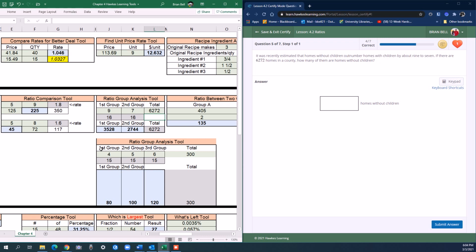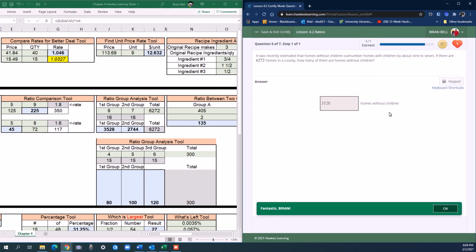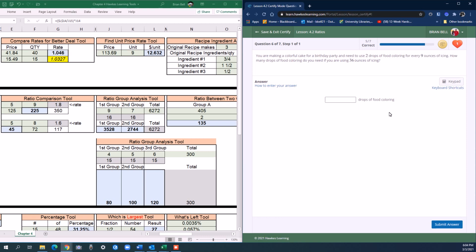But right now, it's asking for, oh, look at me! I'm getting so popular. Hold on. Okay, this is asking for homes without children. Okay, how many of these are homes without children? So that's the first group. That's going to be 3,528. That is our answer. 3,528. Guys, we're killing it.